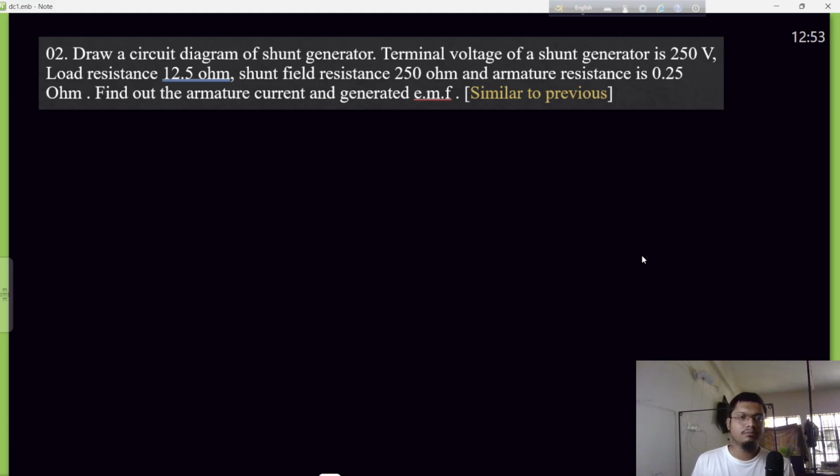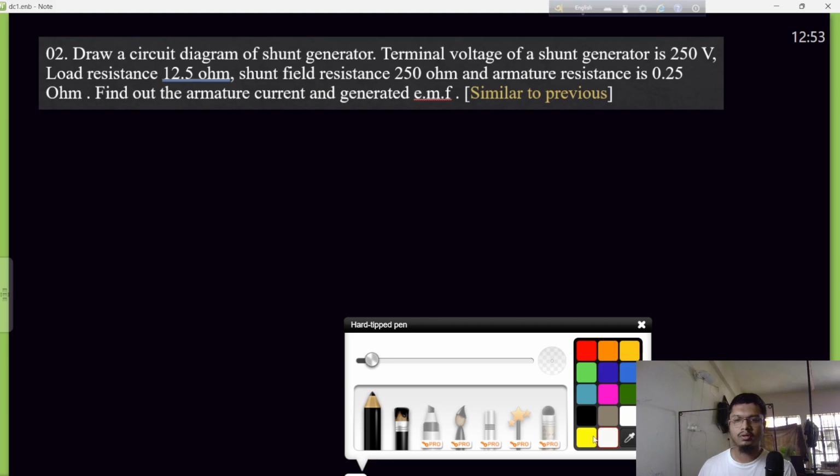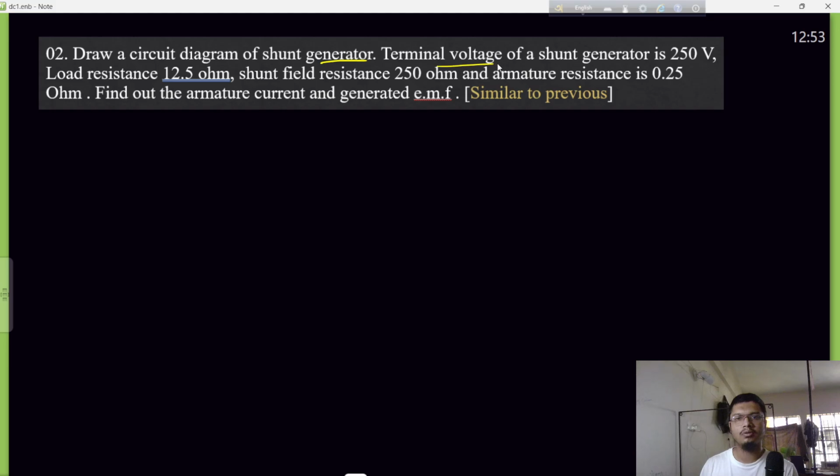Now I'm going to solve another numerical problem. Let's see the question. Draw a circuit diagram of a shunt generator. Terminal voltage of a shunt generator is 250 volt. Load resistance 12.5 ohm. Shunt field resistance 250 ohm. And armature resistance is 0.25 ohm. Find out the armature current and generated EMF.